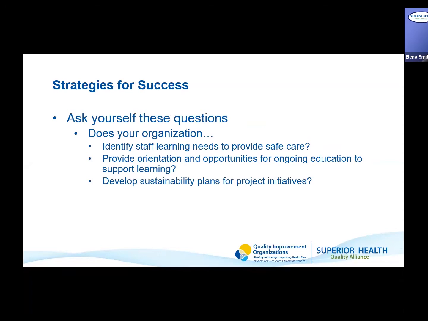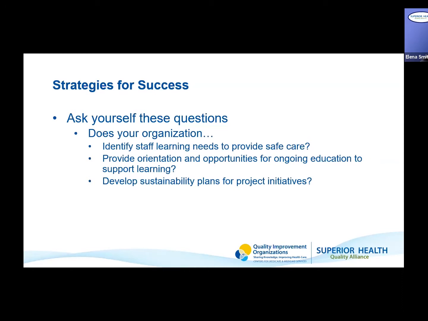Does your organization provide orientation and opportunities for ongoing education to support learning? So that would be things like offering a variety of learning methods to provide education, establishing education expectations for continuous learning, or assessing the organization's education and training programs annually.